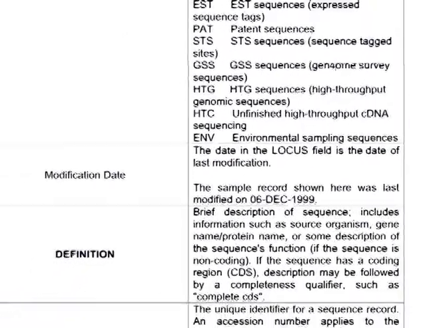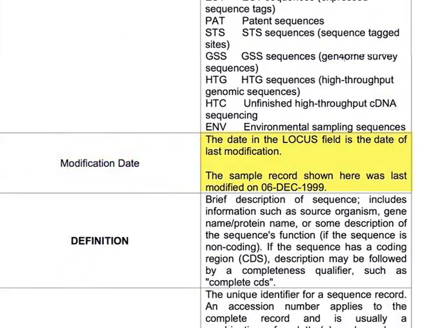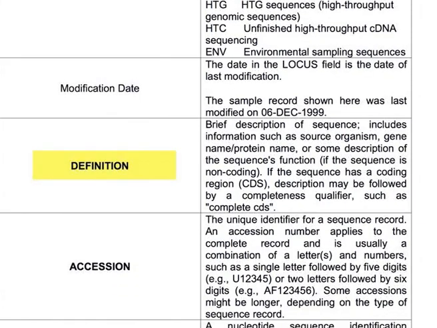The next is modification date. It is the date in the locus field of the last modification. The sample record shown here was last modified on 6th December 1999. The next field is definition. Definition is a brief description of the sequence, which includes information such as source organism, gene name or protein name, or some other description of the sequence function. If the sequence has a coding region, the description may be followed by a completeness qualifier such as complete CDS.